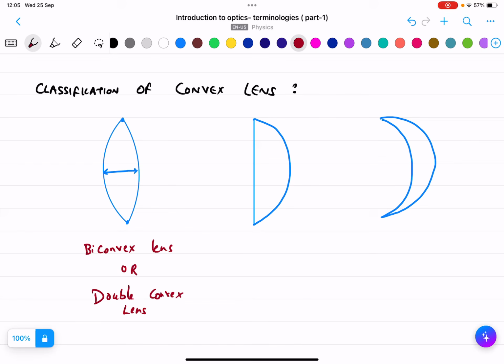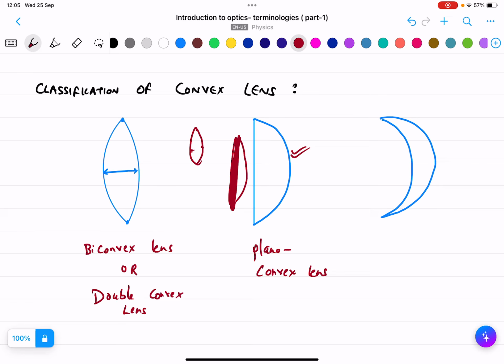Why bi? Bi means two. So both the sides are curved. Next one, this one is plano convex lens. Why is it plano convex lens? You can see basically it is a convex lens because one of the sides is curved and another side, this side, is plane. If it would have been like this, that means both the sides are curved, so it is a biconvex lens. But if it is like this, that means it is a plano convex lens because one of the sides is plane and another one is curved.